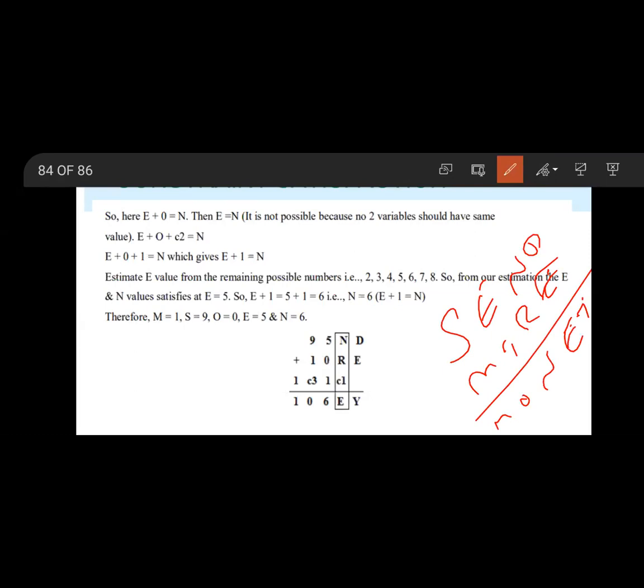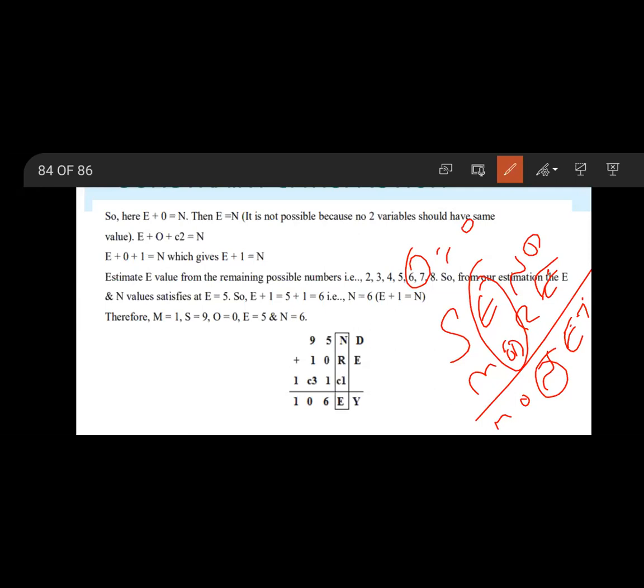Here E plus O equal to N. Here O equal to 0, then E equal to N. Why? O equal to 0, so E plus E equal to N, but it is not possible because no two variables should have the same value.